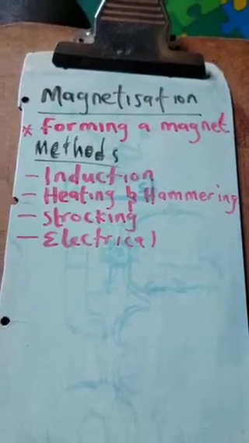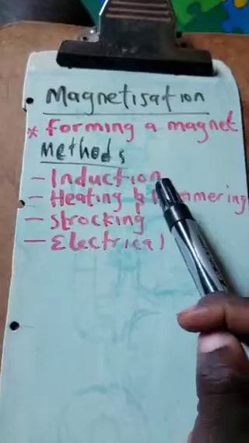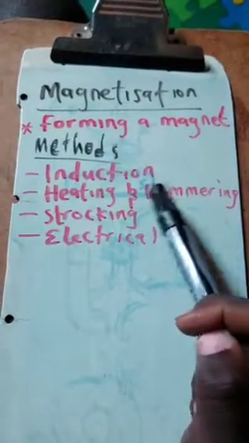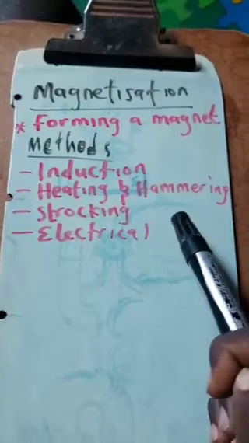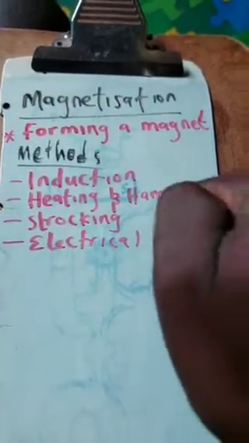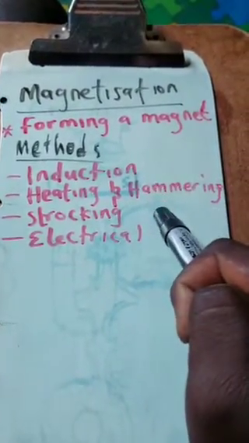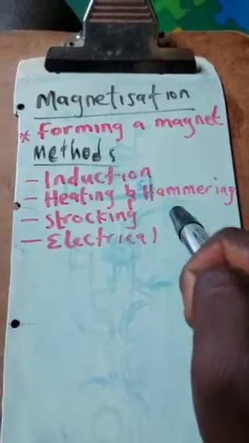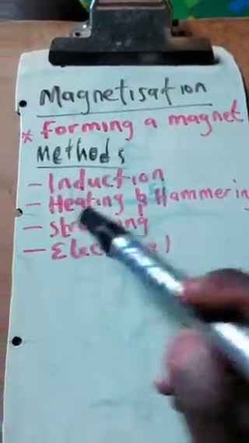And the methods of magnetization are listed here. We have the induction method, the heating and hammering method, the stroking method, and the electrical method. The electrical method is the one that is used in industries to make very strong magnets. All these others are not even used in industries. They are almost useless, but they are important anyway in physics. So we have the induction method.